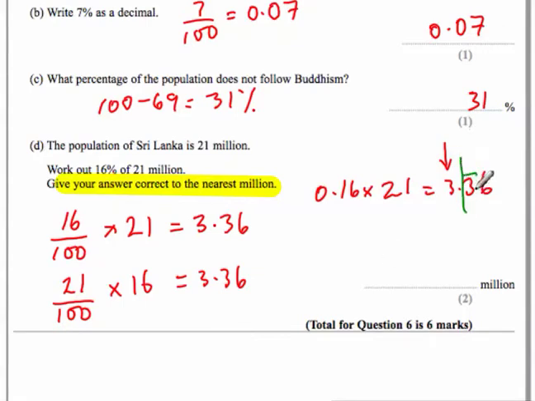Do we round up? Let's have a look. So this is a 3. No, we would leave it as 3 million. So to the nearest million, it's 3. Okay. And that's the end of question 6. On to the next video.